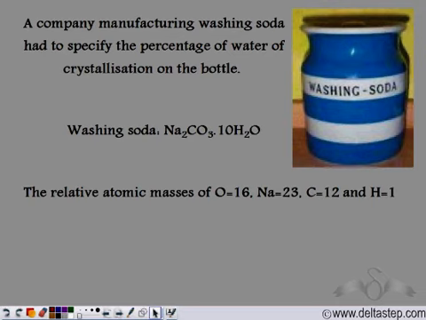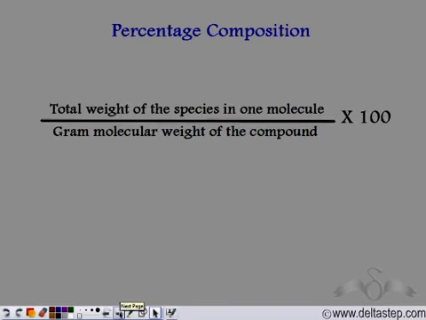So this is the entire washing soda. We have to find the percentage composition of this species. So how do we do that? We take the amount of this species by the total amount and we multiply it by 100 to calculate the percentage composition. That is the total weight of the particular species for which we have to calculate the percentage composition, present in one molecule, divided by the gram molecular weight of the compound. And since we have to find the percentage composition, we multiply it by 100. So now let's calculate.